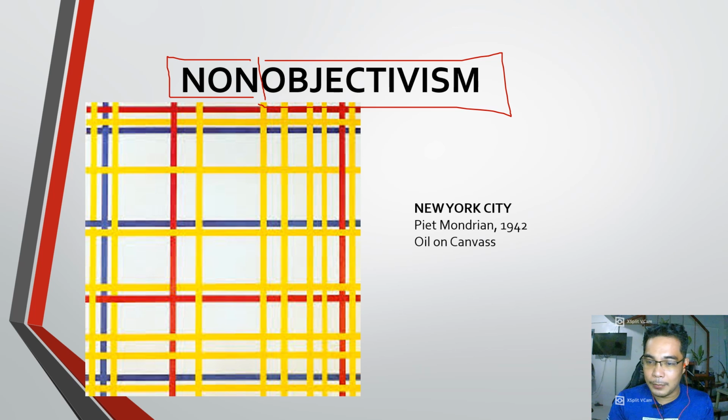Kaya mag-iisip talaga tayo since abstractionism nga. Okay? Ang style niya is non-objectivism. Okay? So, New York City by Piet Mondrian, 1942, oil canvas. So, si Mondrian is known for this style. Ito, yung mga strips na to. So, nakilala si Piet Mondrian sa ganyang style. Okay?